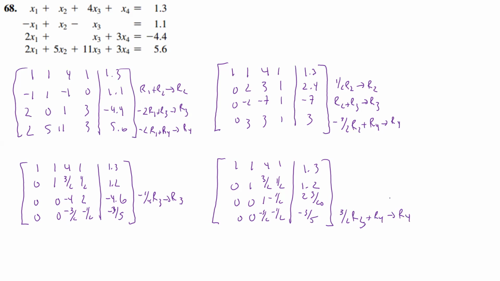All right, so let's scroll over. Next page. And first rows are the same. So that was a 1, a 1, a 4, a 1, and a 1.3. And then we had a 0, a 1, a 3/2, a 1/2, and a 1.2. And then we had a 0, a 1, a minus 1/2, and a 23 over 20. And let's go a little bit further.